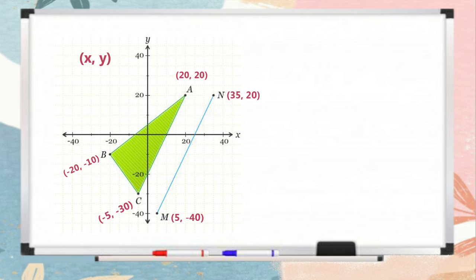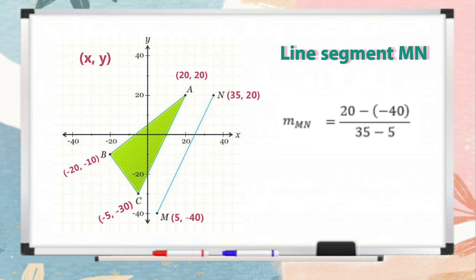Last but not least, we will find the gradient of MN. Change in y is equal to 20 minus (-40), which is 20 plus 40. And change in x is equal to 35 minus 5. So, the gradient of MN is 60 over 30 equals 2.